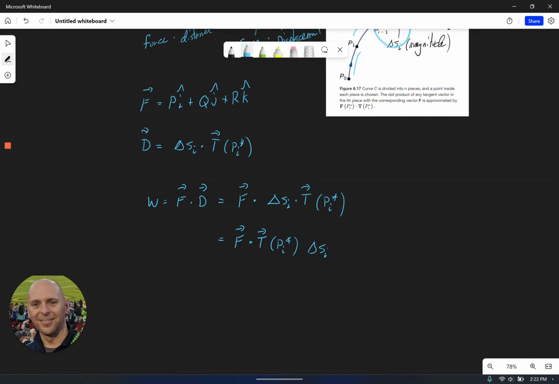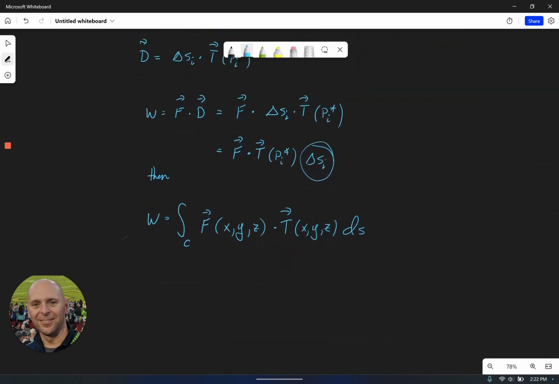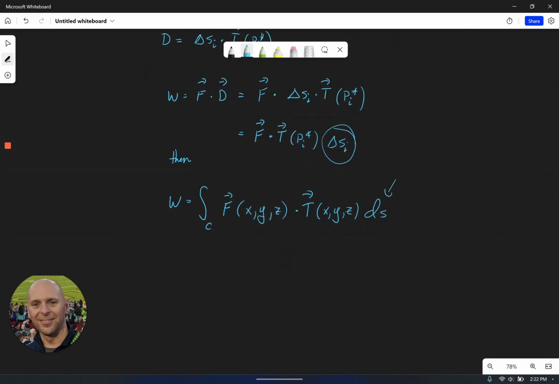So if we jump to the chase a little bit on this guy, what we get is that work is then going to be the integral over the curve C, and I'm going to write this out with just a little extra notation here just to make a few notes. We have our function of x, y, and z, our force, that is, and of course our unit tangent is also a function of x, y, and z. And our delta s will turn into a ds. And ds here being exactly what we think it would be from before.